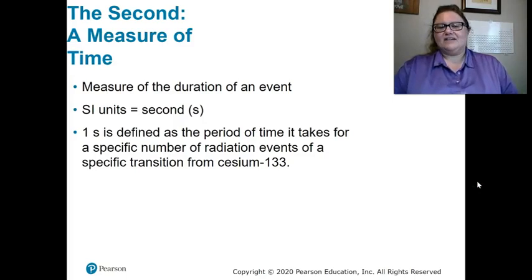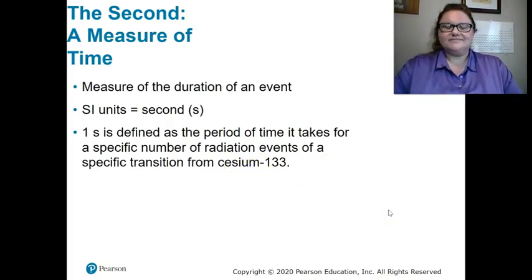Okay, time. All I'm going to say is that for time, we use seconds. It's how long something takes to occur, right? Here's the definition of it. A second is defined by what we call the cesium clock. This is a radioactive element, and it's the amount of radiation events, basically radioactive decay, that happen from this element. That's just what everybody agreed on.